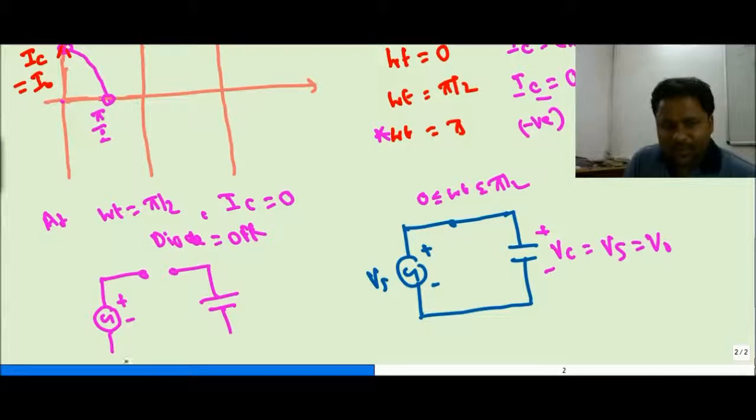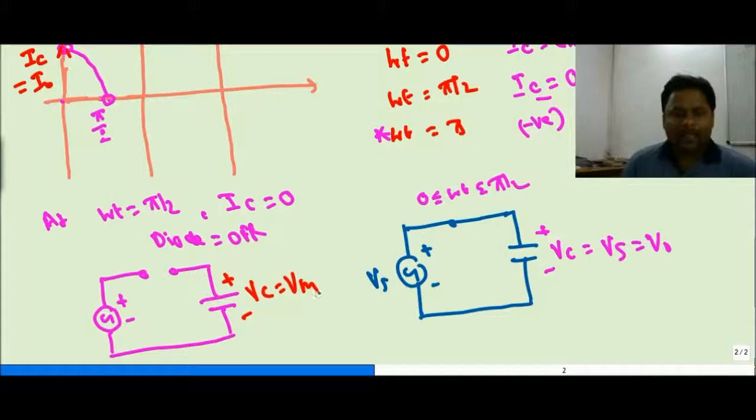But at omega t equals pi by 2, we have seen that the capacitor has the maximum peak voltage. And after pi by 2, the diode never conducts, because at omega t equals pi by 2, the diode current is 0. That means it is off. The current is not there. That means it becomes off at omega t equals pi by 2, and the capacitance has a value of V0.